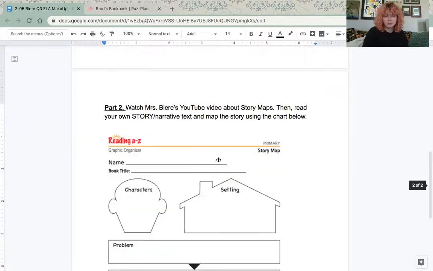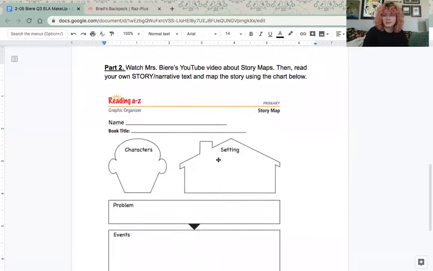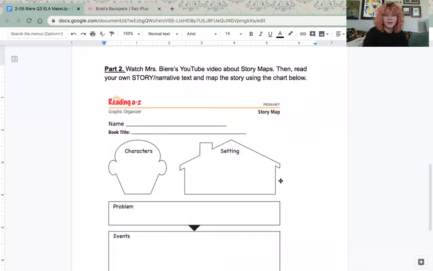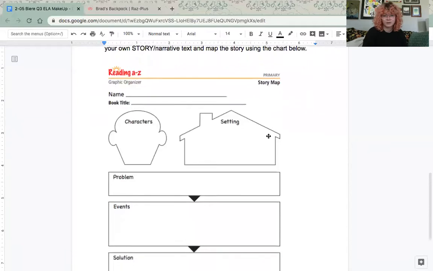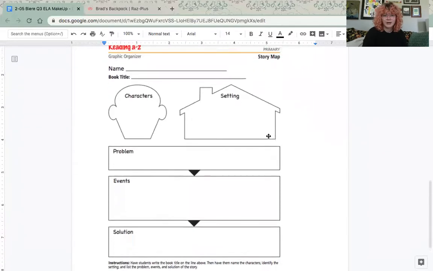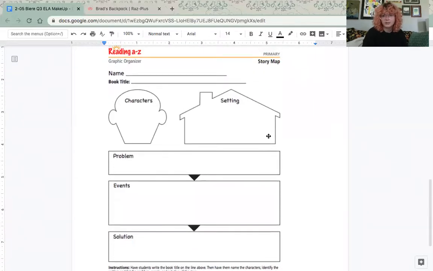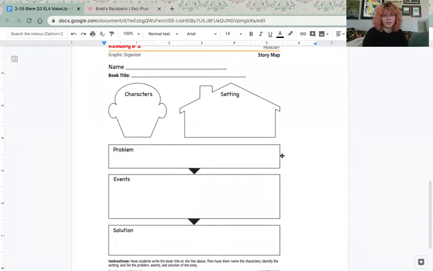And then the second part of this assignment for ELA is to watch this video that I'm making right now about story maps. And then you're going to read your own story or narrative, and you're going to map the story using the chart below. So this is the chart. It'll be sent to your parents, but we're also going to just draw our own today. You don't have to print this or anything. And then they can just snap a picture and send it to me.